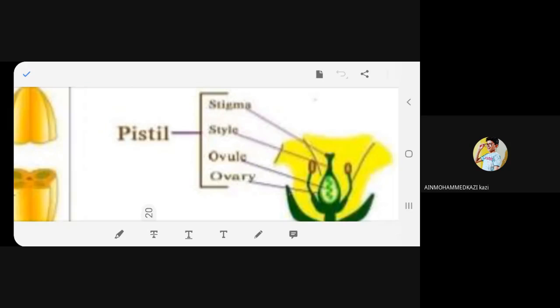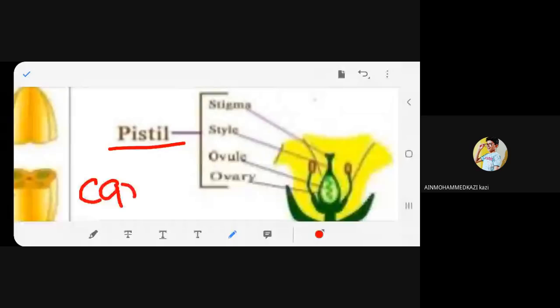Yes, ma'am. Now we come to pistil, that is female. What is the other name of pistil, beta? Carpel. Got it? So the top portion that you can see over here, can you see this top portion?